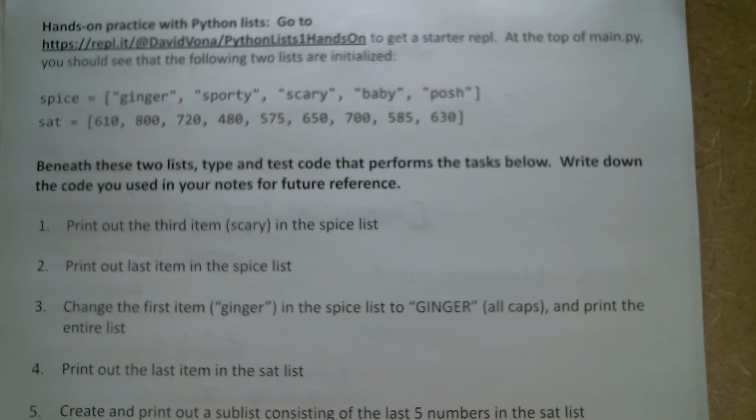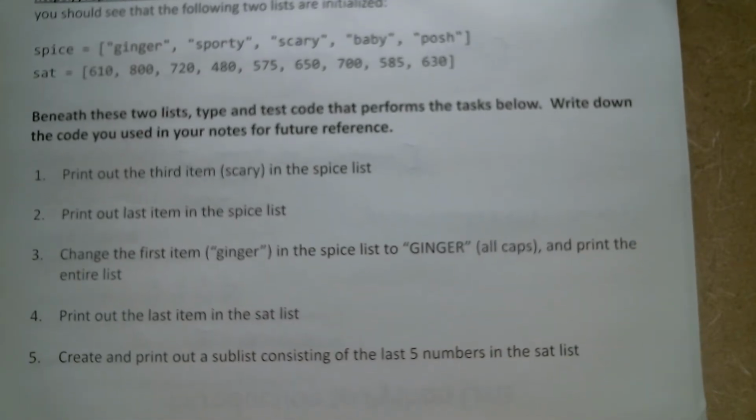So print out the third item, print out the last item, change the first item, Ginger, to all caps, print out the last item, create and print out a sublist consisting of the last 5 numbers. All right, so again, open up REPL, try these out, see if you get the correct results, and then you can come back and we'll talk through each one by one. All right, so pause it and give it a shot.